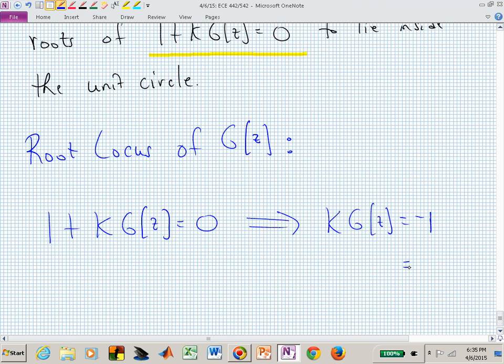But if we're dealing with complex numbers, we can write -1 as a magnitude of 1 and an angle of -180 degrees. It could have been plus 180, but I like to just stick with -180 degrees. It's the same point. Those values of z that satisfy a magnitude of 1 and have an angle of -180, those points, locus of points in the complex z-plane, are the root locus. That's the root locus.